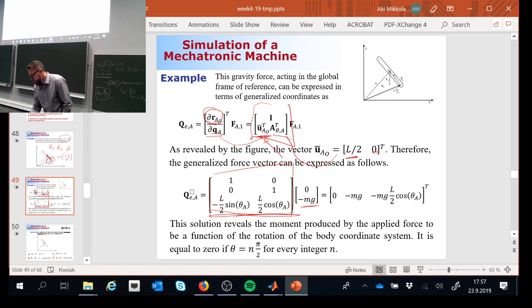How it reads: the Rx component will be equal to 0. The Ry component will be exactly the same as in the case of global, because this force is expressed using the global coordinate system. And then this is what the body reference coordinate system is experiencing as a moment that is imposed on coordinate theta. That's how it goes.